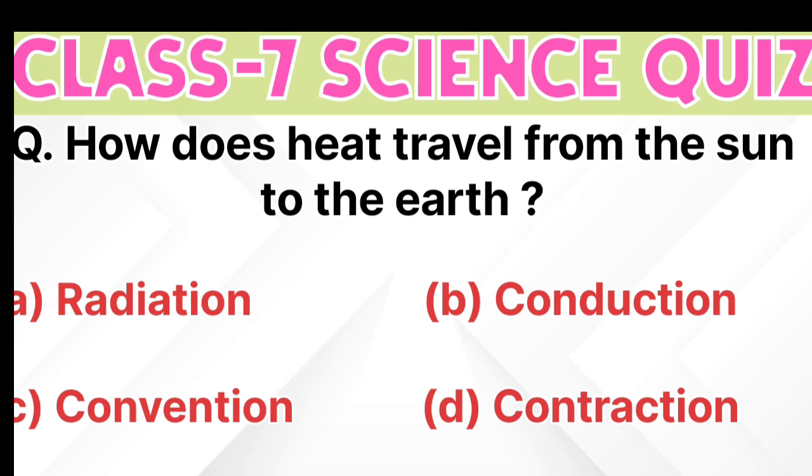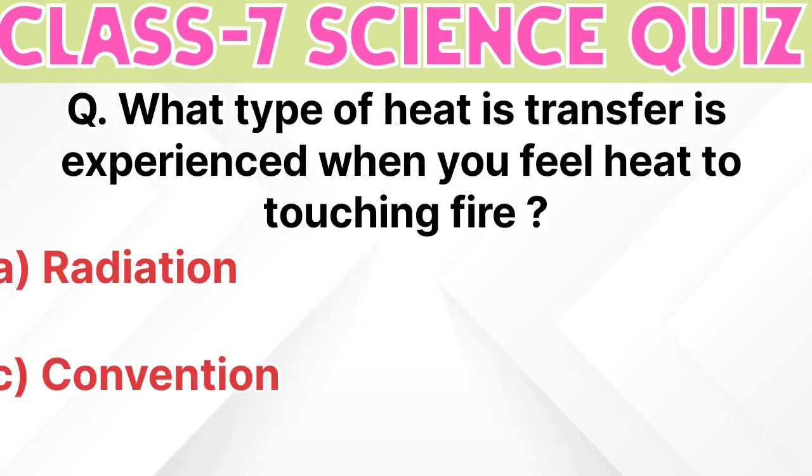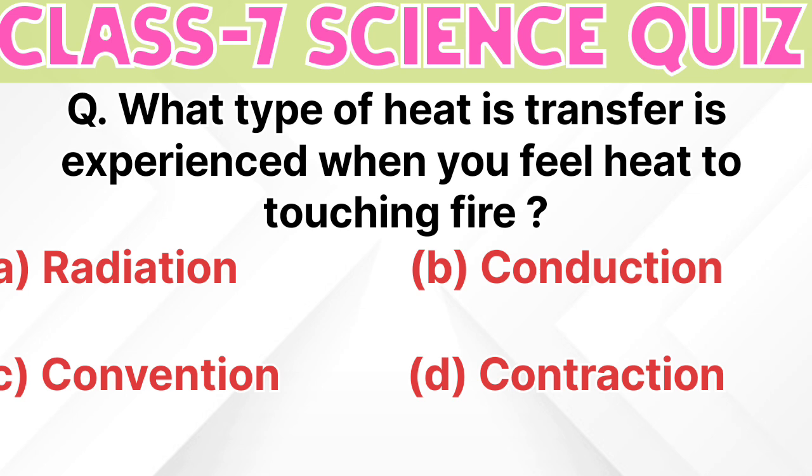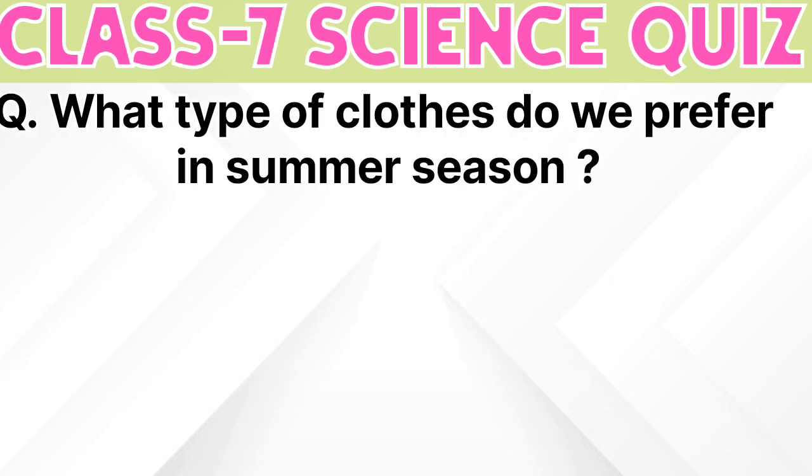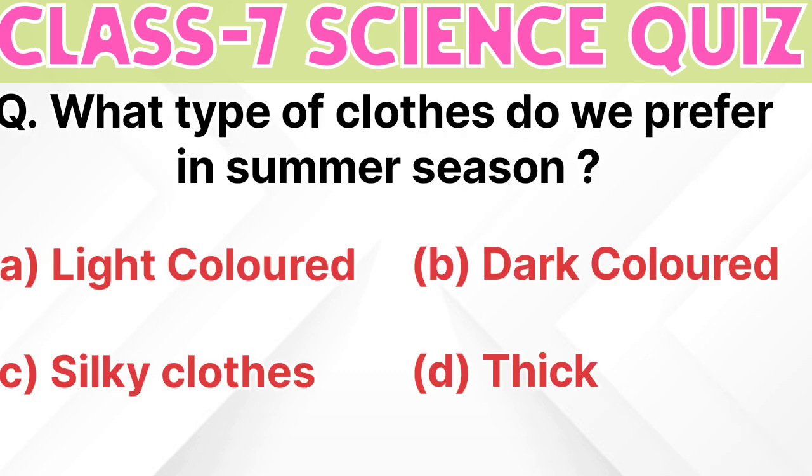Now the next is, what type of heat transfer is experienced when you feel heat on touching fire? Radiation, conduction, convection, contraction. Correct answer is A, radiation. What type of clothes do we prefer in summer season? Light colored, dark colored, silky clothes, thick. The correct answer is A, light colored clothes.